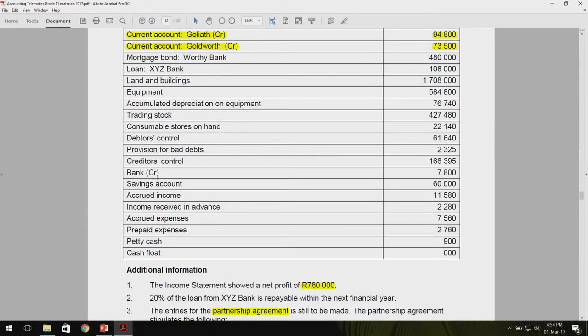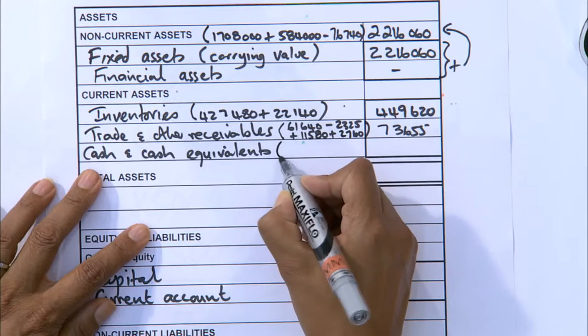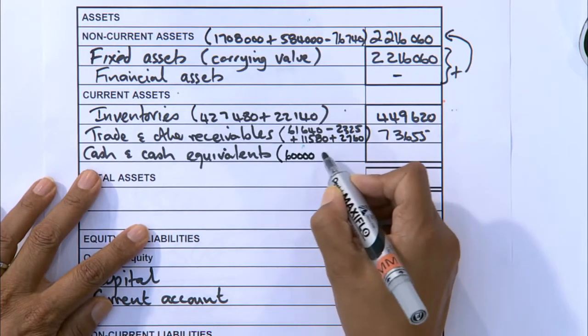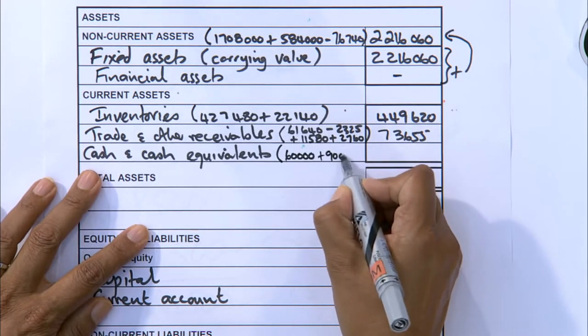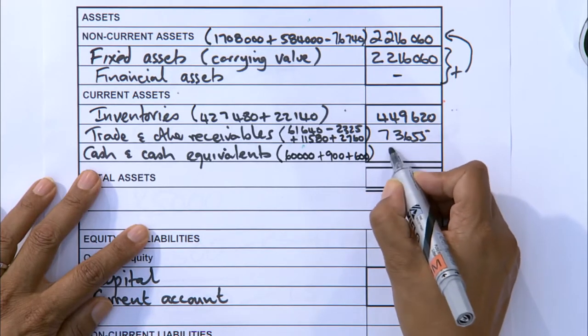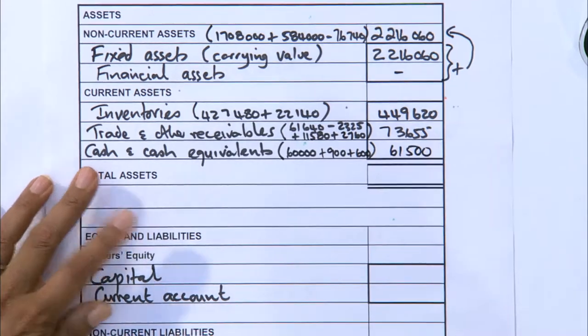Bank is credit, so I'm not going to add that, but there I have savings account, I have petty cash, and I have cash float. So I'm going to add those three together. Savings account, petty cash, and cash float. Why am I not adding bank? Because it's a credit balance. Okay, so I'm not going to add bank. So there we go. 60,000 in my savings account, plus 900 for petty cash, plus 600 for cash float, and that gives me 61,500.